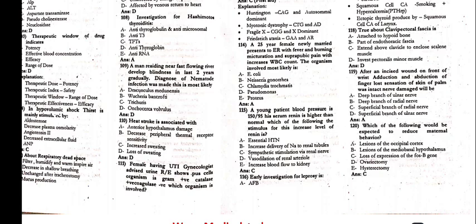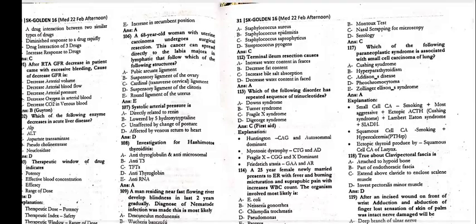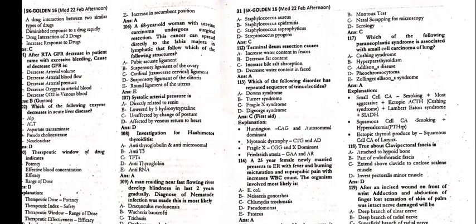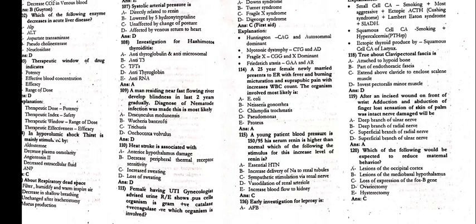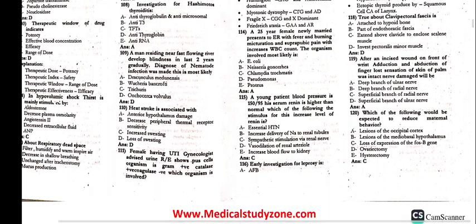116, early investigation for the leprosy is C, which is a nasal scraping for the microscopy. 117, which of the following paraneoplastic syndrome is associated with the small cell carcinoma of the lung? There is the Cushing syndrome. Next, 118, the true about the clavipectoral fascia is D, the invests pectoralis minor muscles. Next, 119, after an incised wound on the front of the wrist, adduction and abduction of the fingers lost, sensation of the skin of the palm was intact. Nerve damage will be A, the deep branch of ulnar nerve.